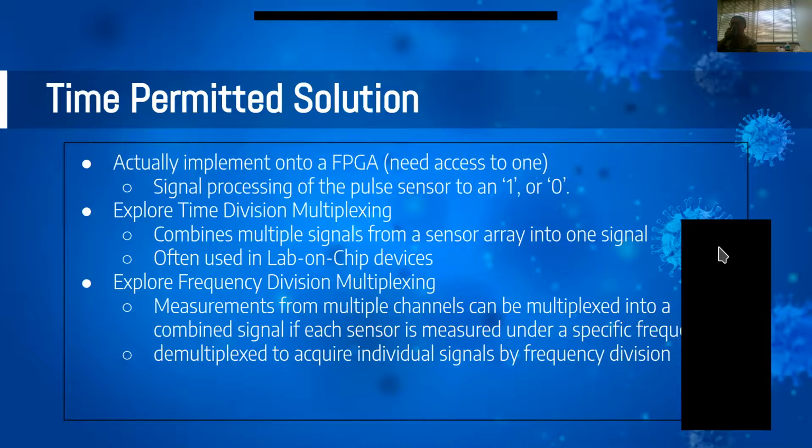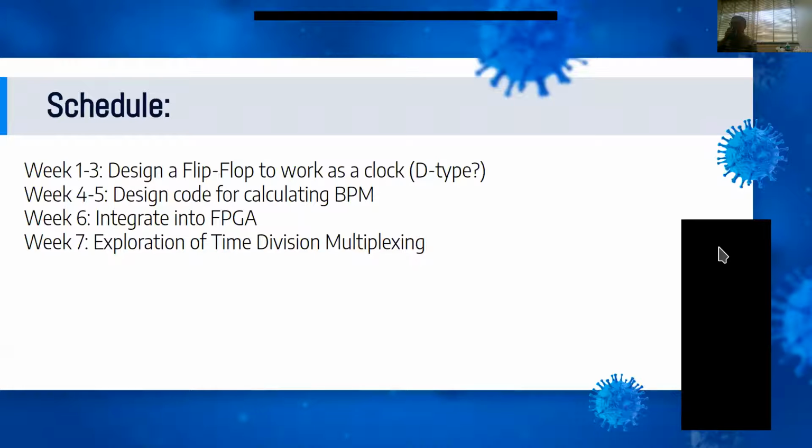And in terms of schedule, I want to design a flip flop, and then I want to do the code for beats per minute, integrate into FPGA if I can get access to one, and then do the exploration of time division multiplexing. I know it's not one giant project, but it's kind of an exploration, and I hope that's okay. So is that all? Yep.